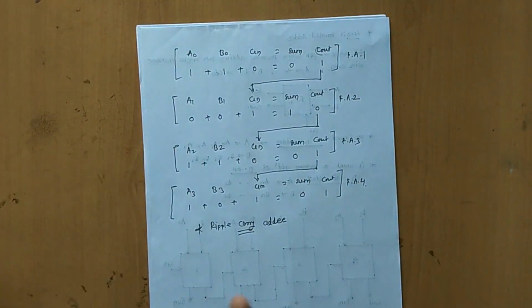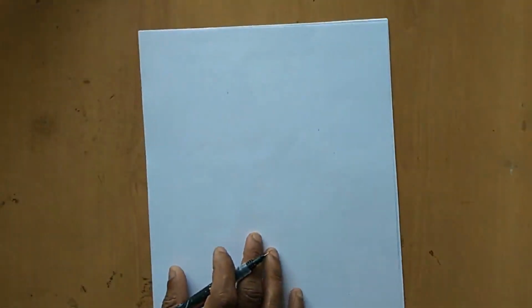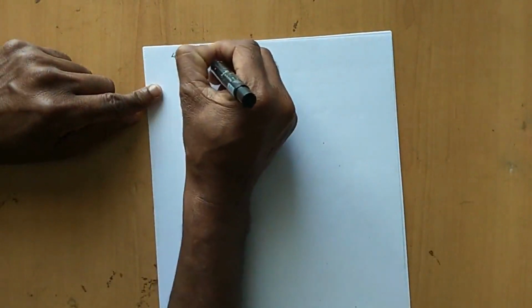Let's see one more point on 4-bit arithmetic operations: the 4-bit subtractor.